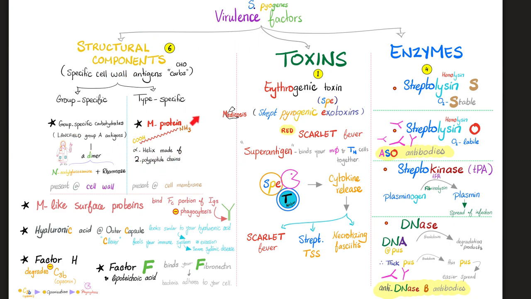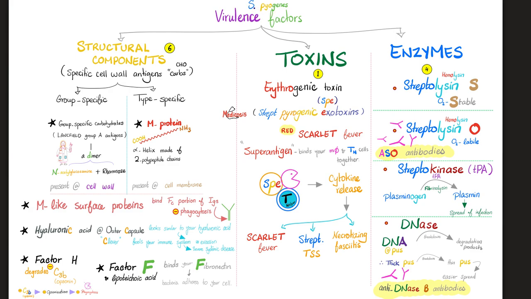We concluded the last video by summarizing the virulence factors of Streptococcus pyogenes, which included structural components, the most famous of which is the M protein, and the toxins, the most famous of which is the erythrogenic toxin. The word erythro means red. This is scarlet fever because you are feverish and you have a rash. Red rash, that is. Scarlet means red. It's a super antigen. Super antigen binds strongly to macrophages and T helper cells. Before you know it, cytokine release. This can be responsible for scarlet fever, streptococcal toxic shock syndrome, aka toxic shock-like syndrome, as well as necrotizing fasciitis.